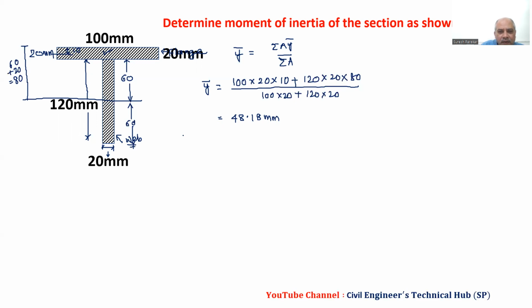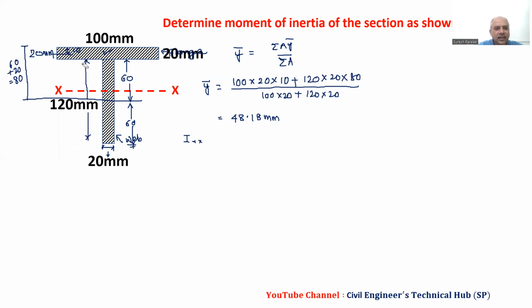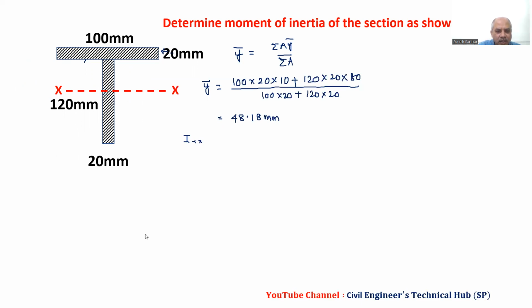48.18 millimeters. Now we will go for I. Now we have the formula for Ixx. If I rub this portion, we will have this value from top, which is 48.18 millimeters. I will rub this portion so it becomes easy for us to understand things.